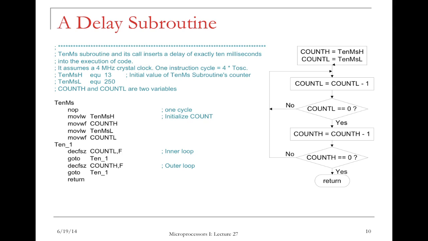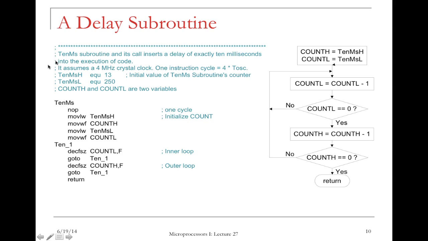We have a counter called 10 millisecond, and we break it into 2 halves, like we did for the 16-bit counter. So we have 10 MSH EQU 13, which defines the symbol 10 MSH, the same as the value 13. And the next one, 10 MSL EQU 250, defines the symbol 10 MSL with the value 250. So in later programs, you can use 10 MSH and 10 MSL to replace these 2 numbers.